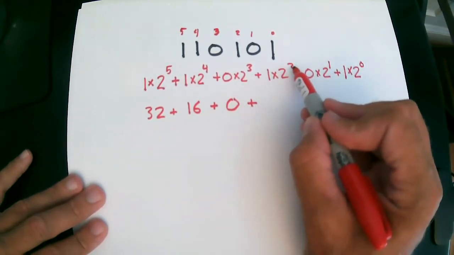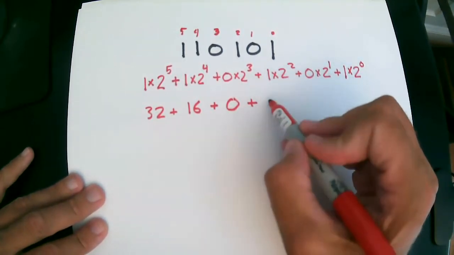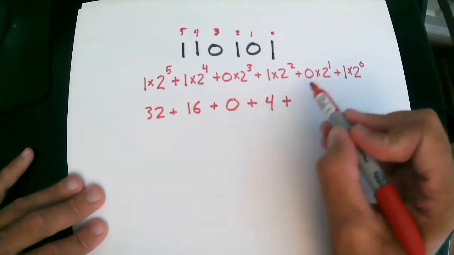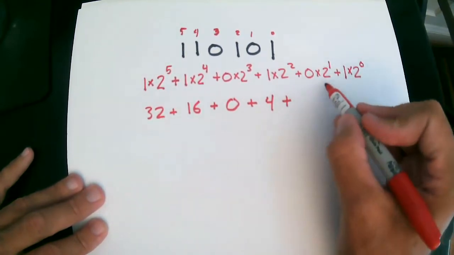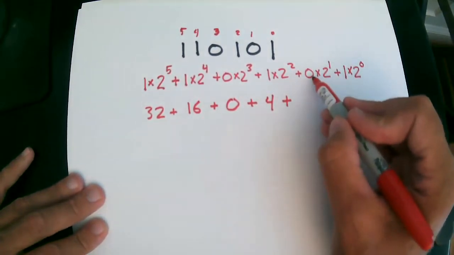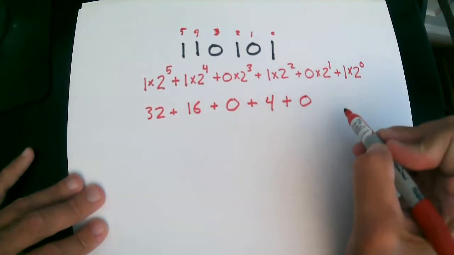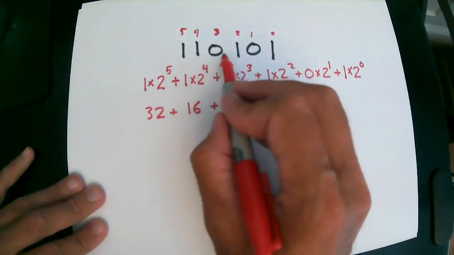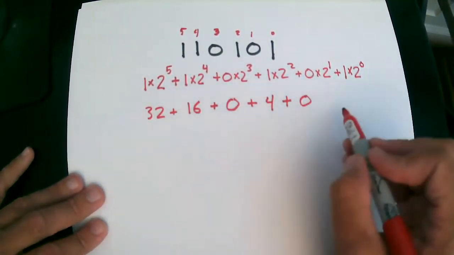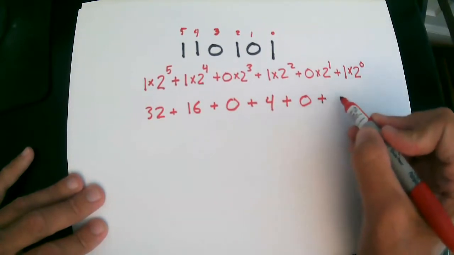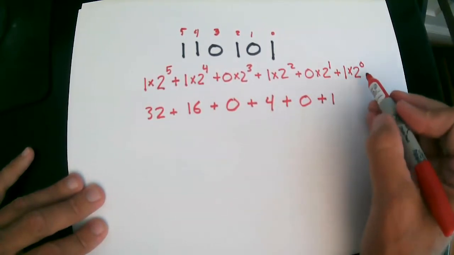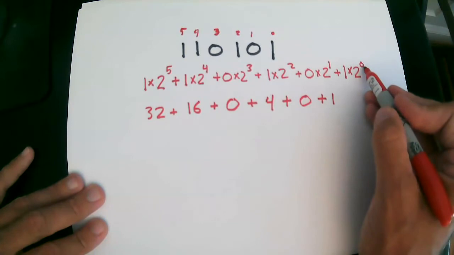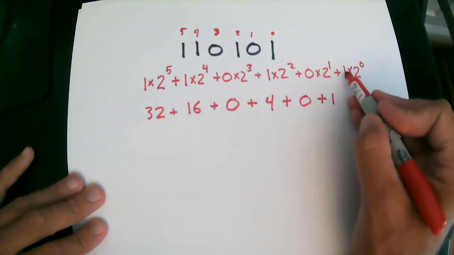2 squared is 4, times 1 is 4. 2 to the 1st is 2, but we're multiplying it by 0, so it goes back to 0, right? So the ones with the 0 don't contribute to the sum at all. And then I've got 2 to the 0th, which is 1, right, times 1, which is 1.